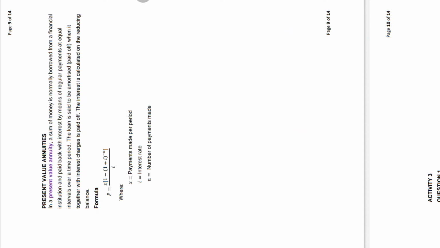Now let's talk about the present value annuity. In a present value annuity, a sum of money is normally borrowed from a financial institution and paid back with interest by means of regular payments at equal intervals over a time period. The loan is said to be amortized. Amortized means paid off, when it, together with interest charges, is paid off. The interest is calculated on the reducing balance method, and that's the formula for the present value annuity. So every time you are dealing with a loan, that is the formula you're supposed to use.